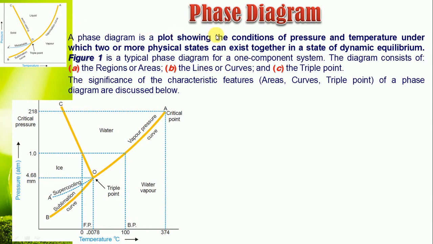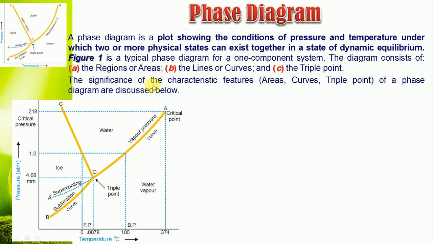So a phase diagram is a plot that indicates the conditions of temperature and pressure in which two or more phases can exist together in a state of dynamic equilibrium. This figure shows a typical phase diagram for a one component system. This diagram consists of at least three things. Number one, the regions or areas. Number two, the lines or curves. And number three, the triple point.